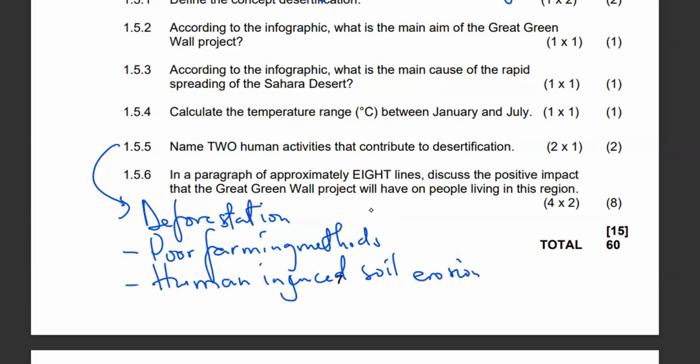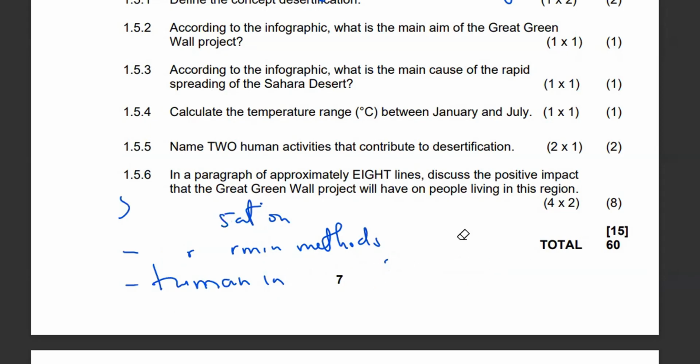We lose productive land because of human activities that facilitate soil erosion. So we can ultimately attribute those factors to human factors that contribute towards desertification, how human beings also contribute towards desertification.